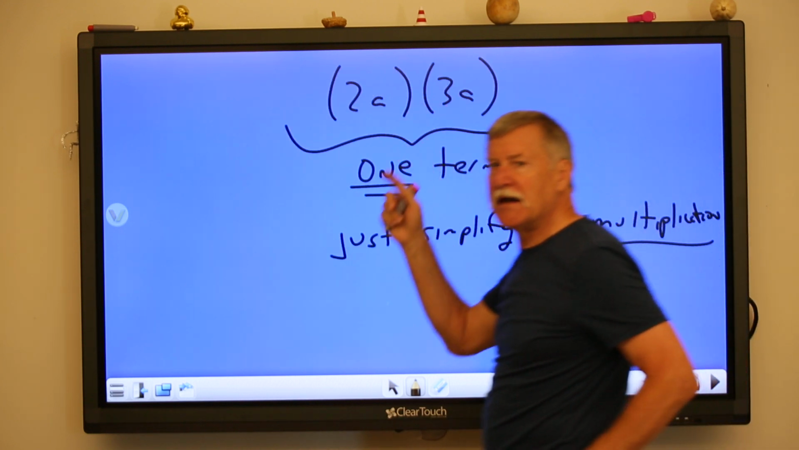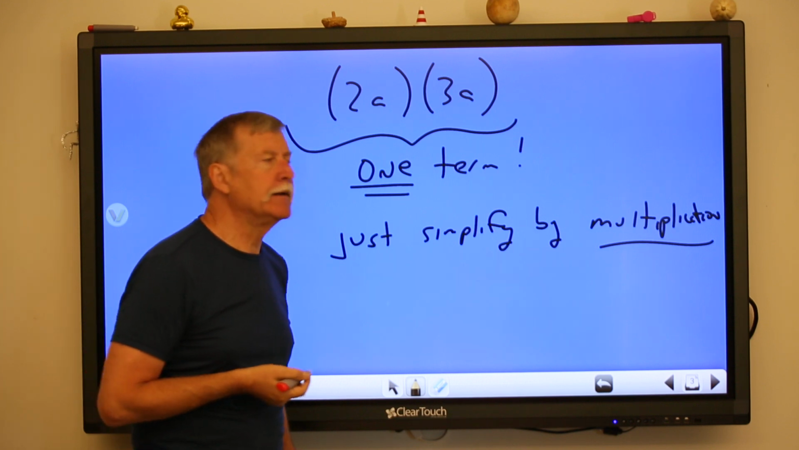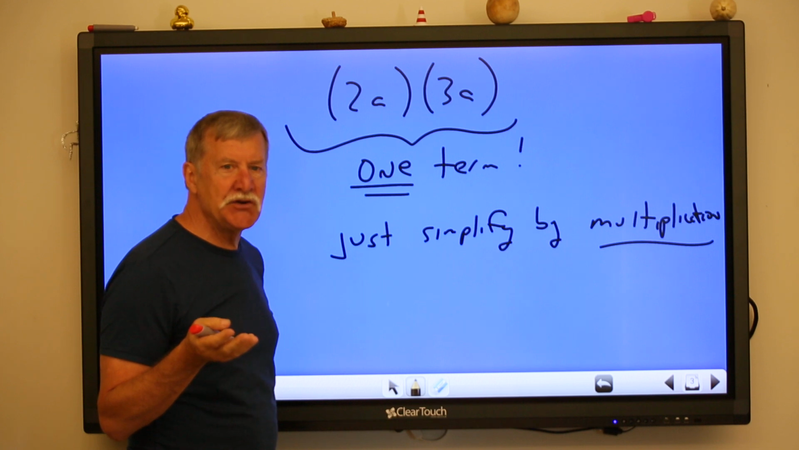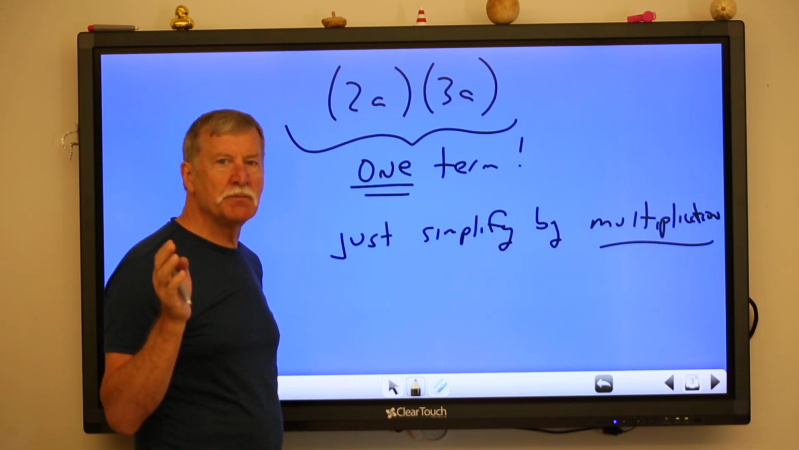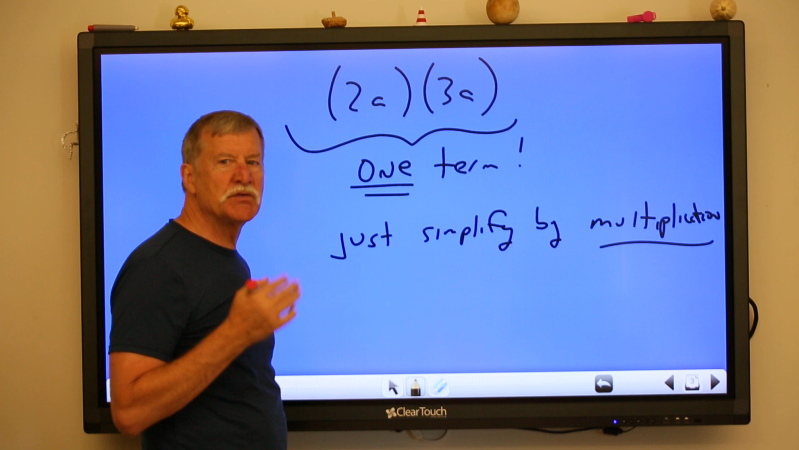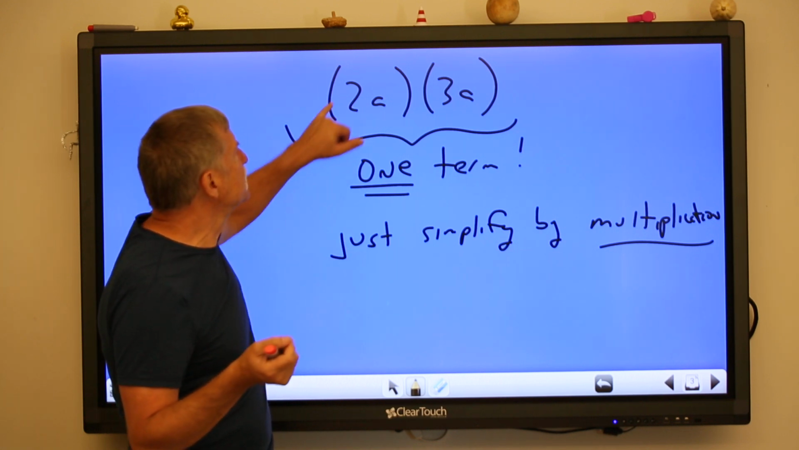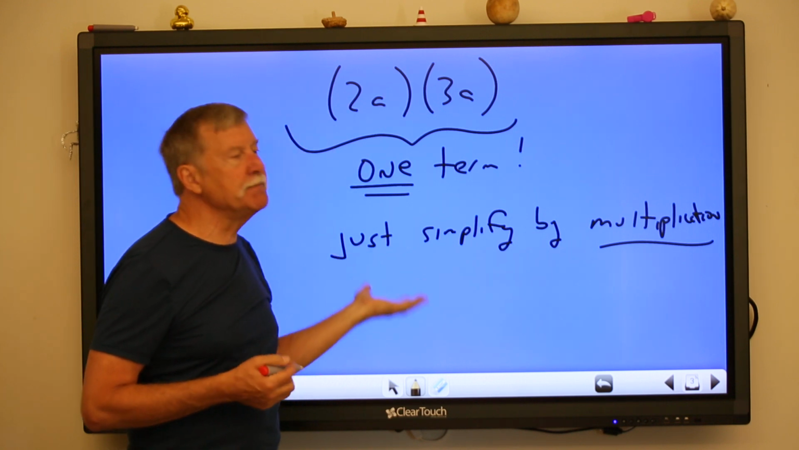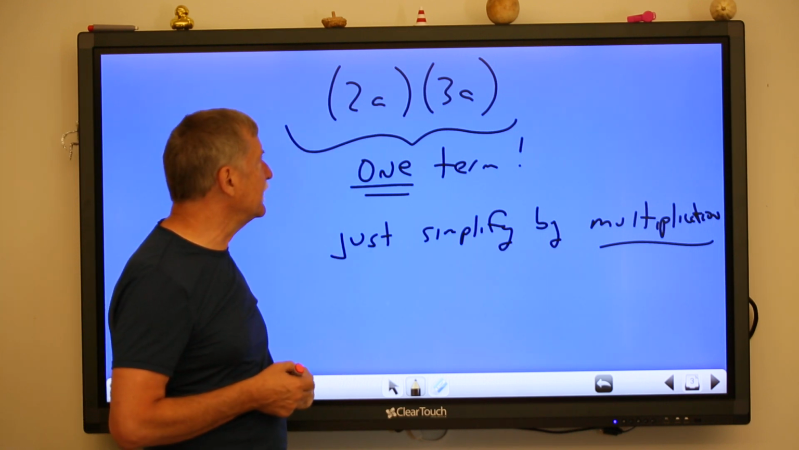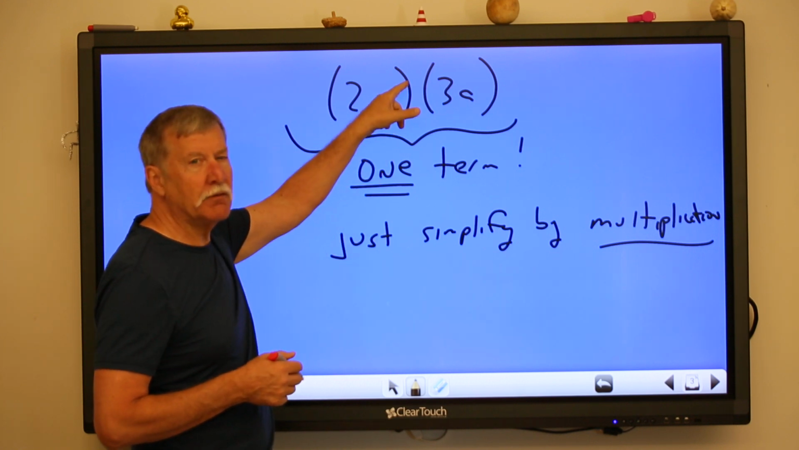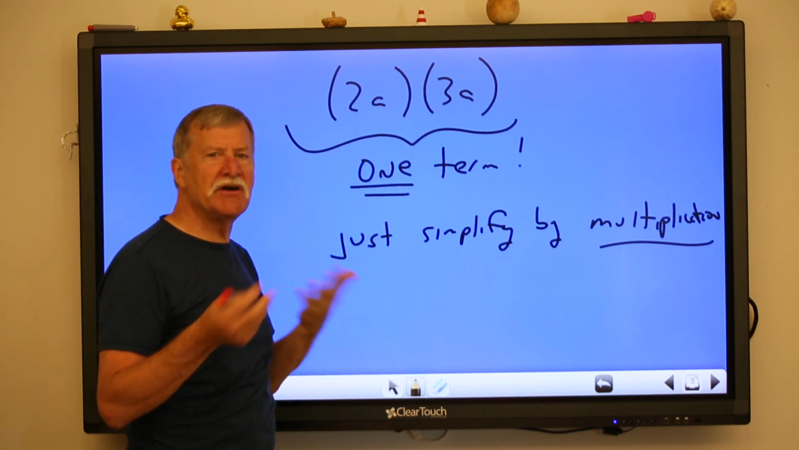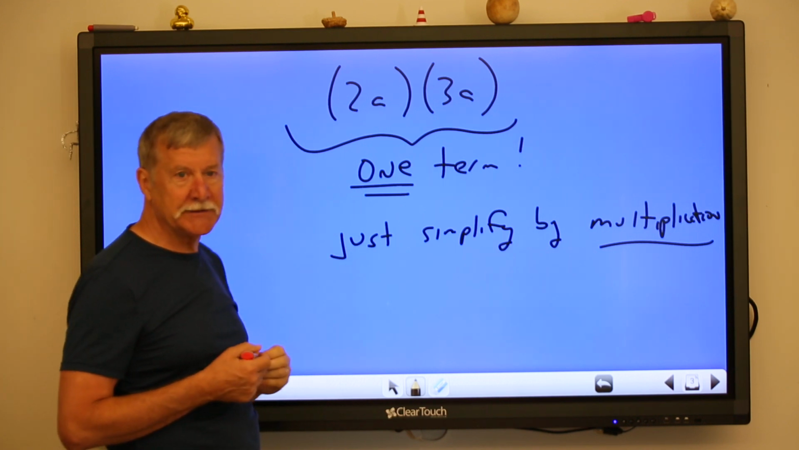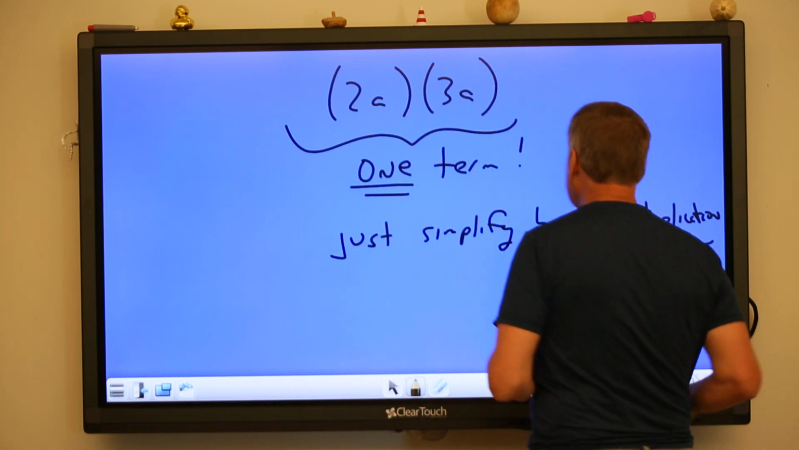Here, if I have 2a times 3a, that is one term. Remember that a term is indicated multiplication. A term is just a multiplication problem that's separated from other multiplication problems with a plus or minus sign. So 2a times 3a is one term. And all you need to do is simplify that by multiplying it. All right? There's no plus sign here. We don't have to worry about are they the same variable or the same power or anything like that. It doesn't apply to multiplying. All right, we just multiply what we can.